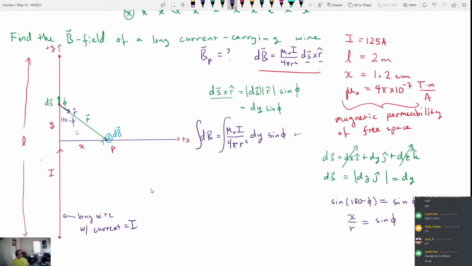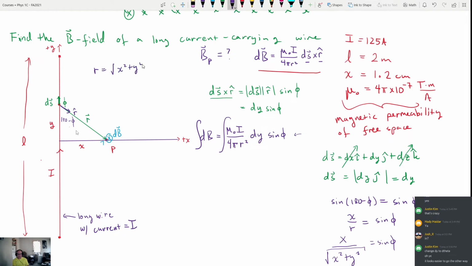I know you said you wanted to change dy to d phi, but let's see what happens if we do everything in terms of y, because I think this is going to be relatively easy to solve. I probably end up being wrong here. So according to this, x over r is equal to sine phi. That can be written as x over the square root of x squared plus y squared is equal to sine phi. And of course r is equal to the square root of x squared plus y squared. So let's just write everything in terms of y then.